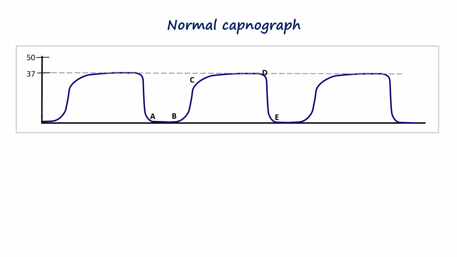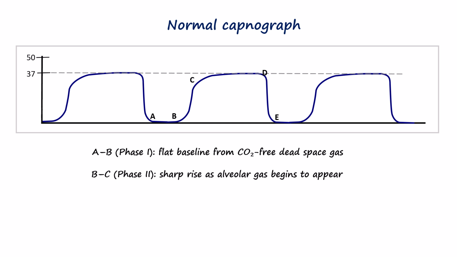The segment A to B represents phase 1, where exhaled gas from the anatomic dead space contains no CO2, so the waveform remains at baseline. From B to C, phase 2 begins and there is a rapid rise in CO2 concentration as alveolar gas mixes with the dead space gas.